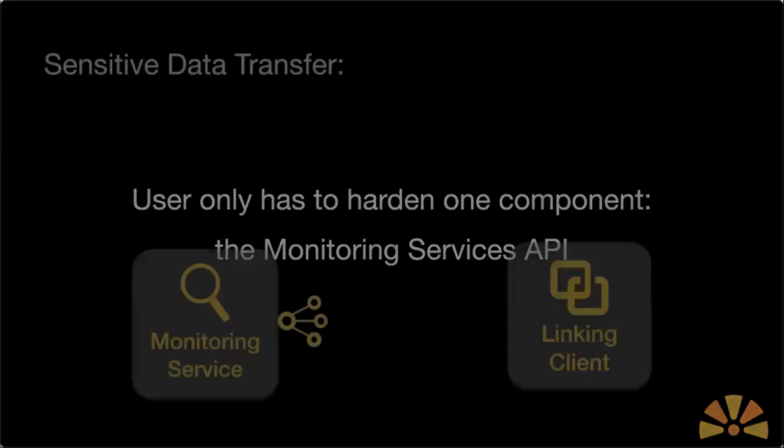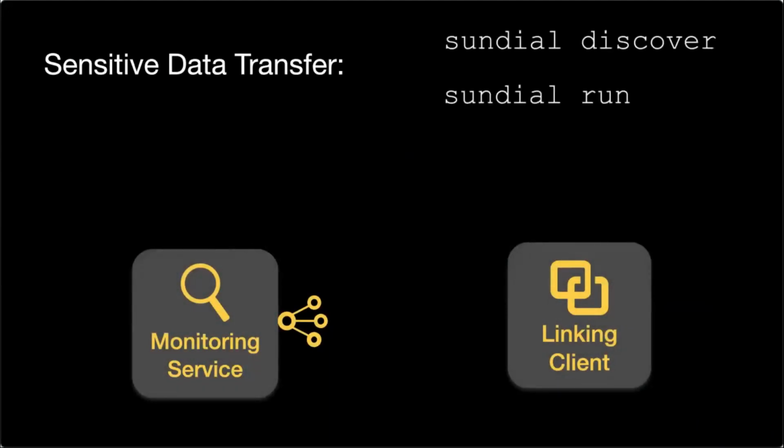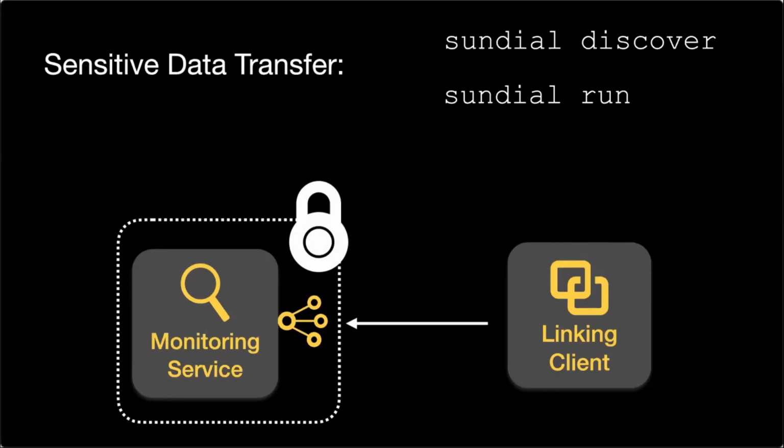Remember the scripts Jacob discussed, discover and run? Both of those issue requests containing sensitive data to the monitoring service's API. So even without management, in order to use Sundial across nodes, the user would have to take security precautions to prevent unauthorized access to the monitoring service's API. And because we designed the management data flow like demonstrated, we're able to use the same API for sending management data, simplifying the setup required of the user.